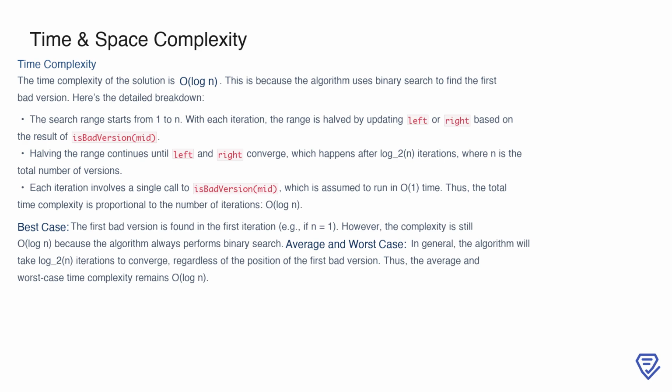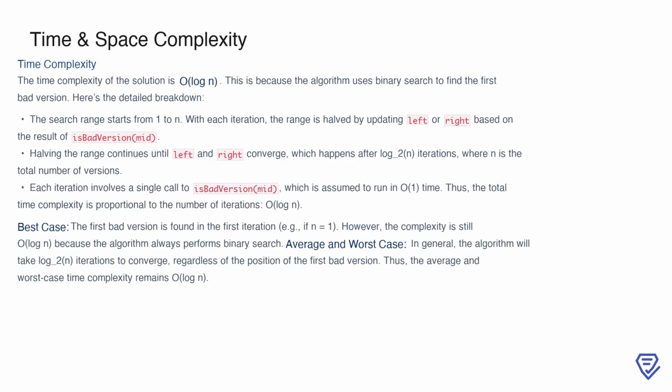Here's how it works. The algorithm begins with a search range spanning from 1 to n. On each iteration, we calculate the midpoint of the range and check if it's a bad version using the isBadVersion function. Based on the result, we either narrow the range to the left or the right half by updating the values of left or right. This halving process continues until the left and right pointers meet, which determines the first bad version. The number of iterations required to converge is proportional to log base 2 of n, as the range is halved with each step. Since each iteration involves a single call to isBadVersion, which runs in constant time O(1), the overall time complexity is O(log n).